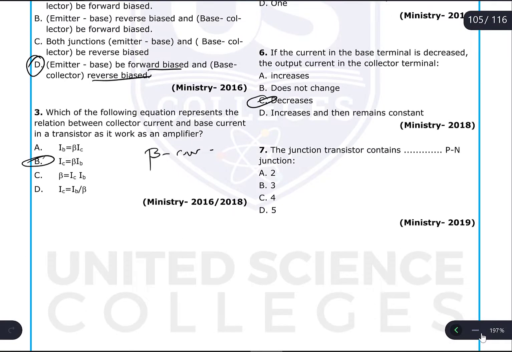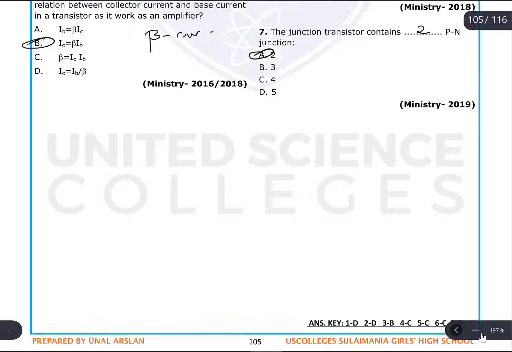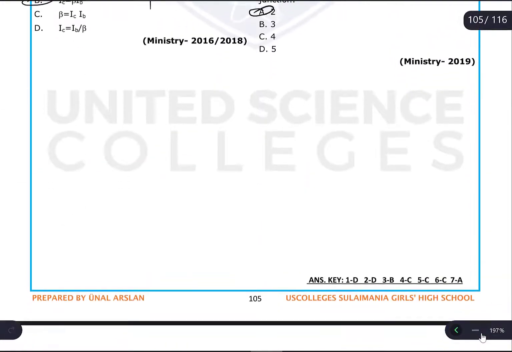The junction transistor contains how many PN junctions? There are 2 PN junctions. One of them is the emitter base, the other one is collector base. There are 2 junctions. This is all about the transistors.